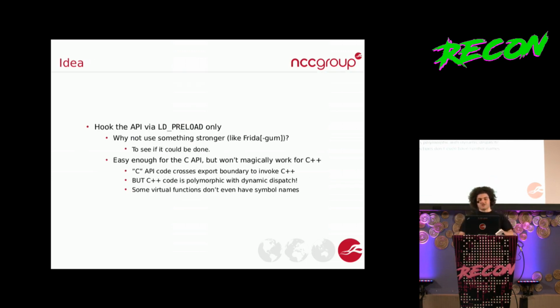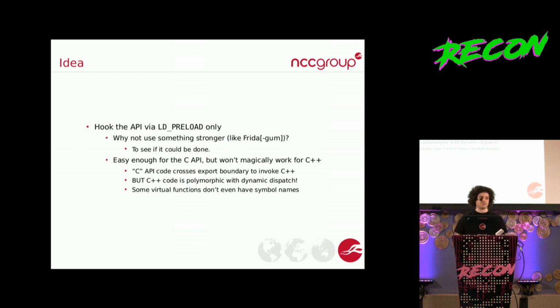So I had an idea. I wanted to just hook this with LD_PRELOAD. I didn't want to use Frida for, I don't know, reasons. Just wanted to mess around. This is easy enough to do for the C API because you make your binary, it has the symbols for those things, Android supports LD_PRELOAD, and you just use dlopen to wrap the calls and pass them through. Normal vanilla stuff.